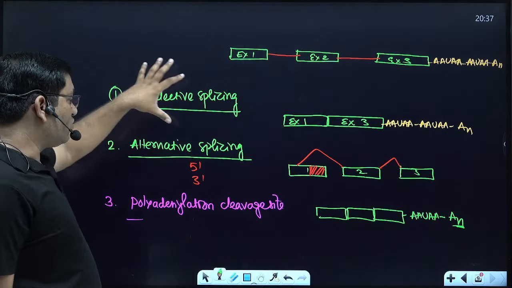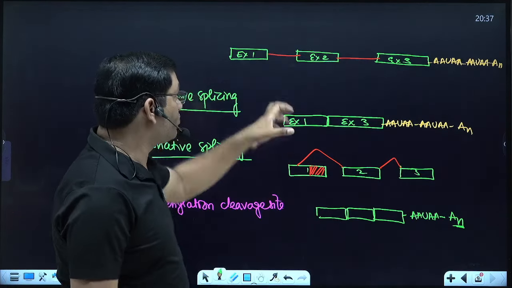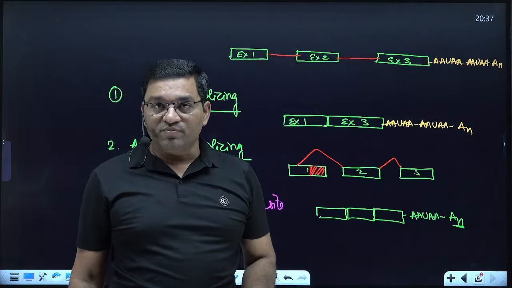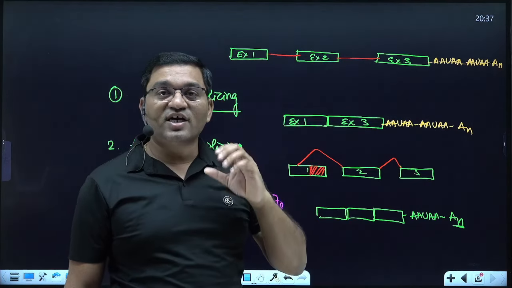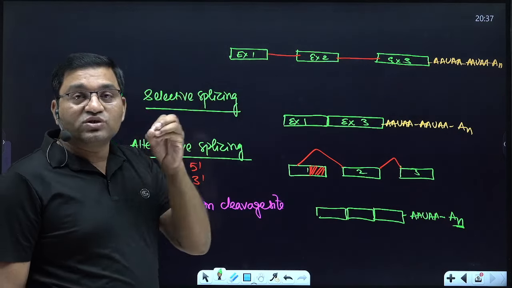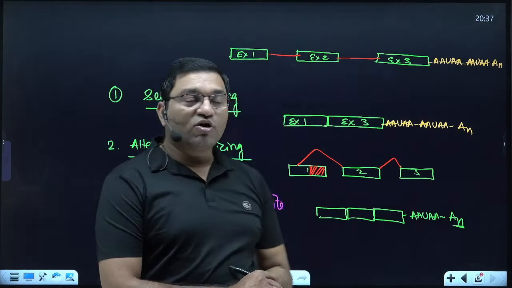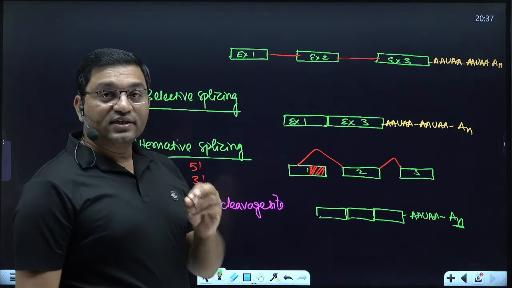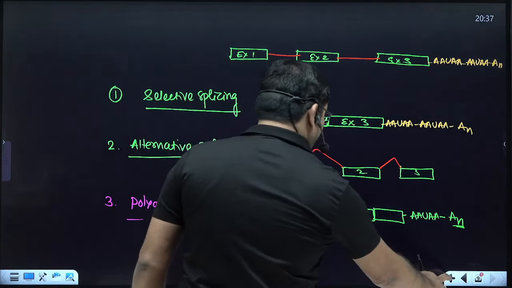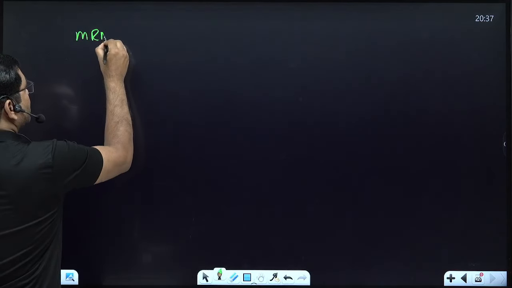So this is how the various types of mRNAs are produced from the primary transcript. Various types of mRNA are produced from the primary transcript. So these are the post-transcriptional mechanisms in the regulation of gene expression: splicing. Then second is mRNA editing. This is very, very important. mRNA editing.